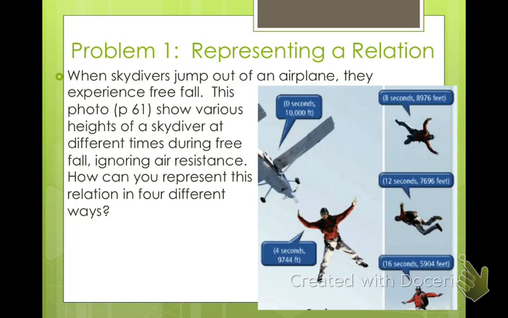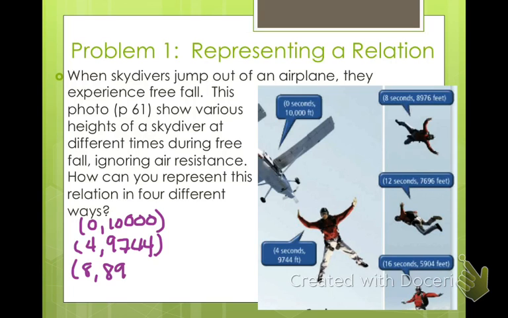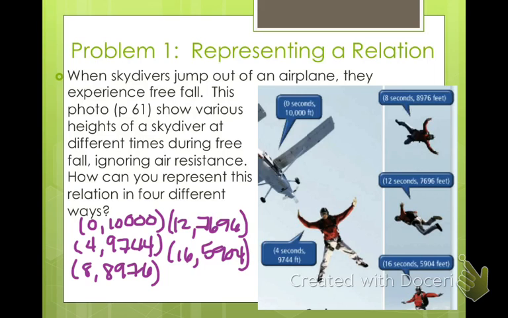So the first way would be to write these as ordered pairs. So our ordered pairs would be 0, 10,000, 4, 9,744, 8, 8,976, 12, 7,696, and 16, 5,904. Now, why do we do it this way instead of writing it the other way, like 10,000, 0?